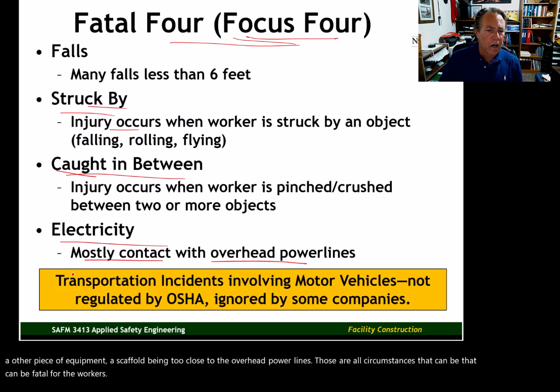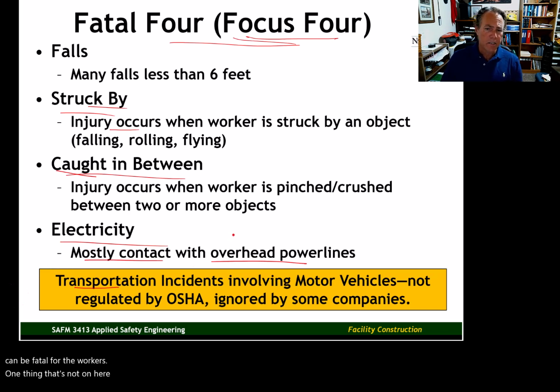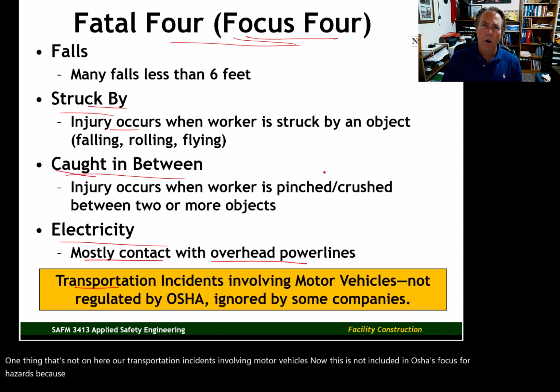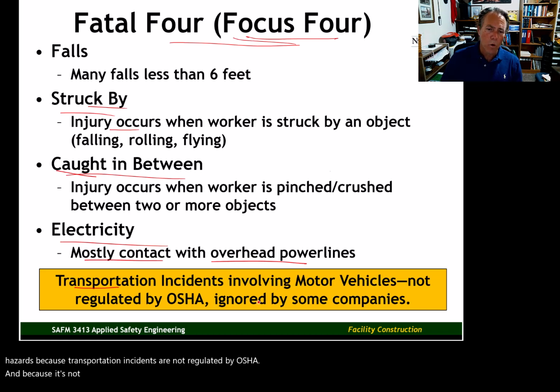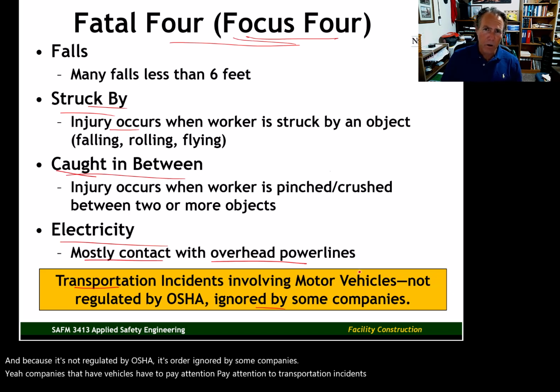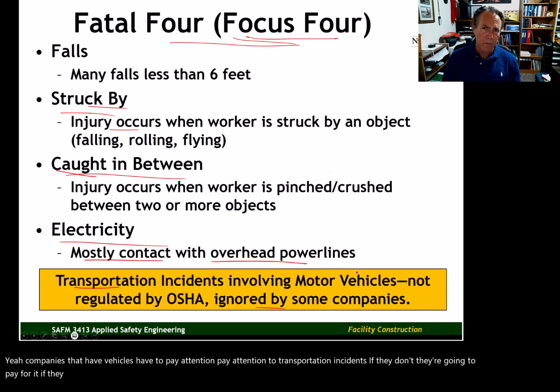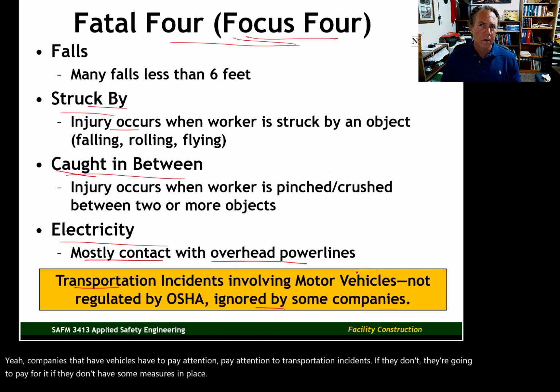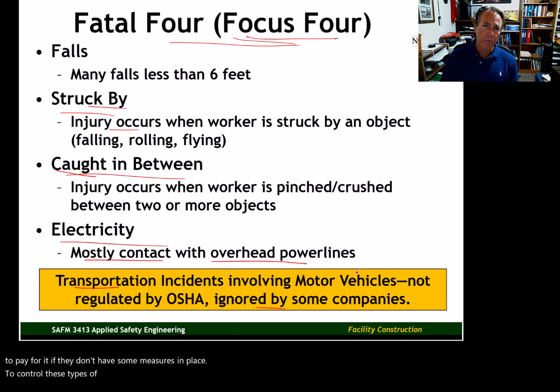Now, one thing that's not on here is transportation incidents involving motor vehicles. This is not included in OSHA's Focus 4 hazards because transportation incidents are not regulated by OSHA. And because it's not regulated by OSHA, it's ignored by some companies. Again, companies that have vehicles have to pay attention to transportation incidents. If they don't, they're going to pay for it. If they don't have some measures in place to control these types of accidents, they're going to pay for it.